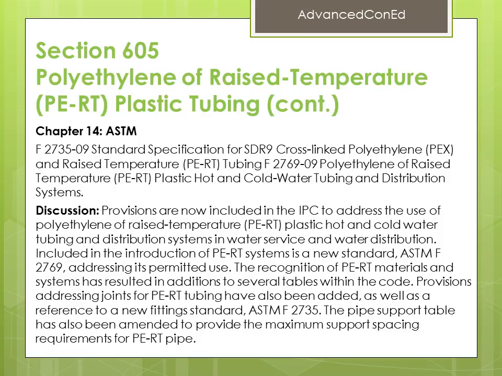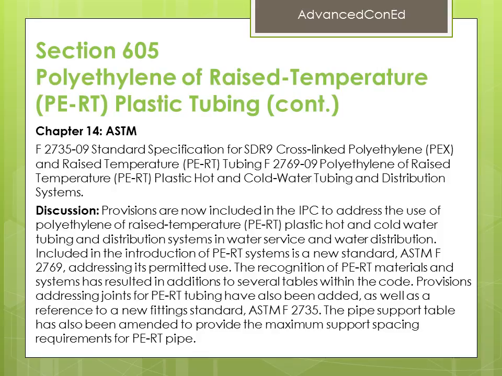Section 605, Polyethylene of raised temperature plastic tubing, continued. Chapter 14, ASTM F2735-09, Standard Specifications for SDR9 Cross-Linked Polyethylene and Raised Temperature Tubing. F2769-09, Polyethylene of Raised Temperature Plastic Hot and Cold Water Tubing in Distribution Systems.